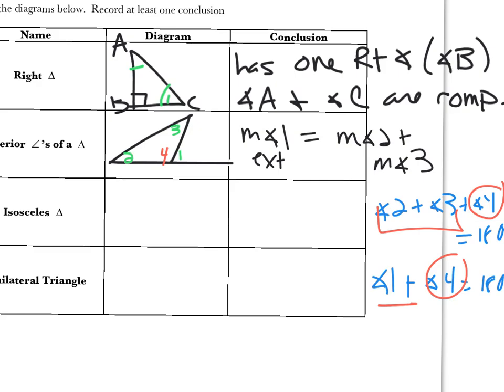Now the proper way to say that is to say the sum of the 2 remote interior angles, so by that I mean 2 and 3, we call them remote because they're further away from this angle 1, is equal to the measure of the exterior angle. That's known as the exterior angle theorem. We'll talk about that in a little more detail in days to come.